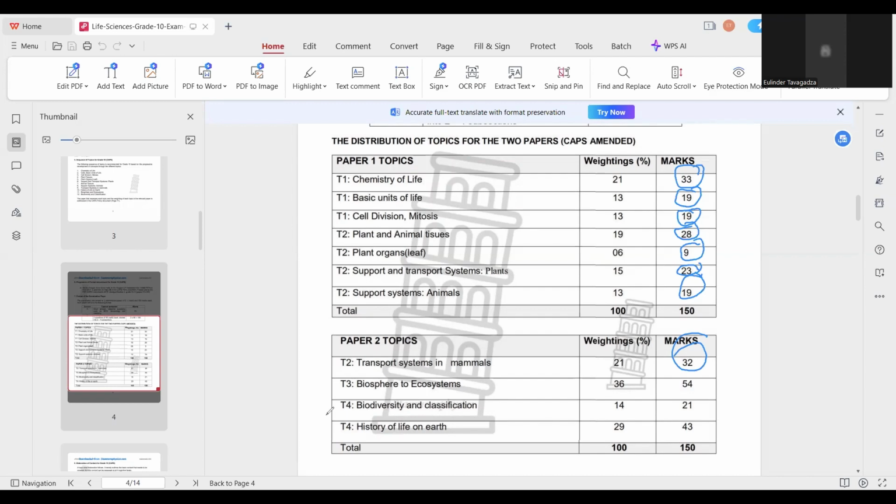Now we move on to term 3, where we're going to learn about biosphere to ecosystems. This one has more marks, that is 54 marks. We'll be doing this in term 3, 54 marks, and the weighting is 36.